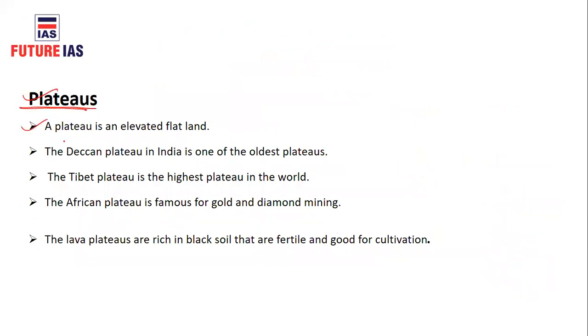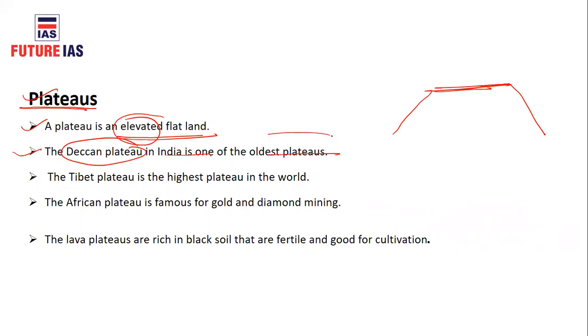A plateau is a flat tableland, but it is located at some elevation. So you can say ultimately it is an elevated flat tableland. It will be flat, but it will be located at some elevation. So it looks like this. This portion is basically your plateau. One such example is the Deccan Plateau, one of the oldest plateaus in the world.